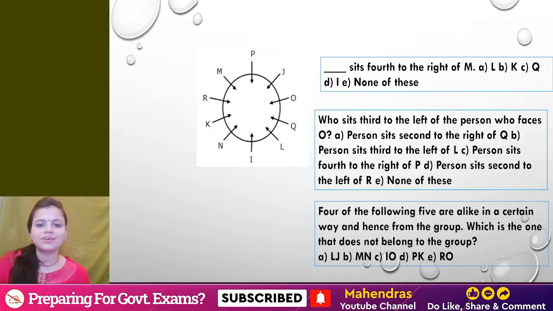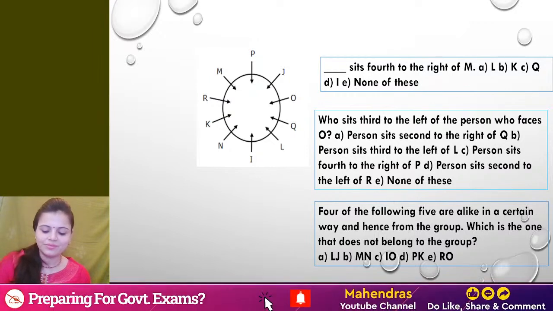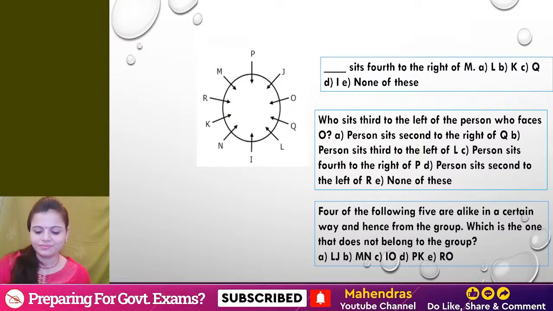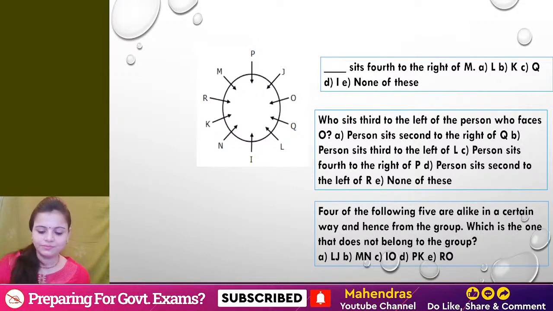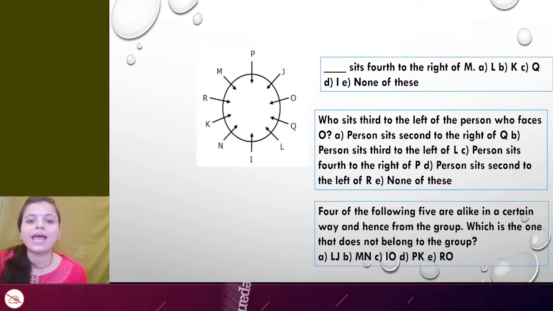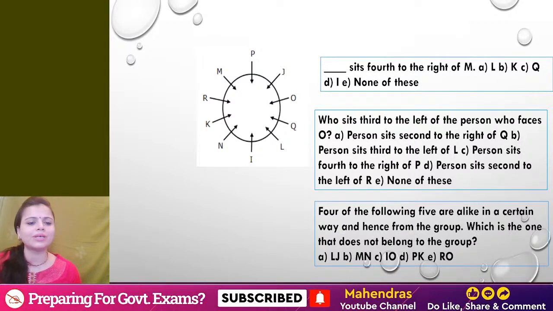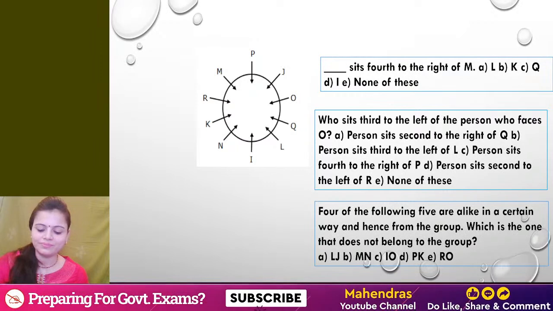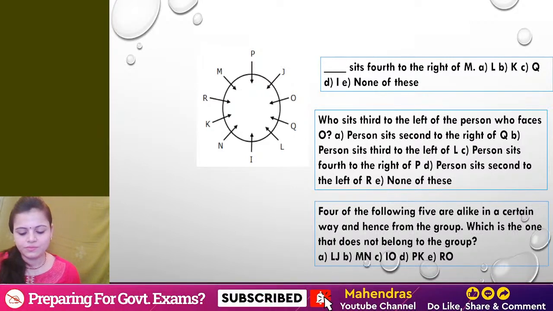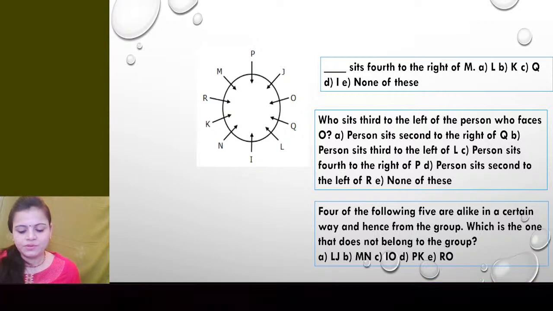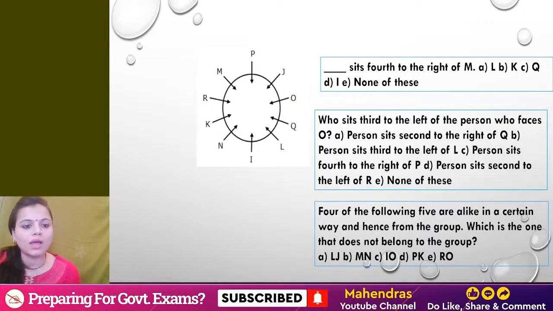Now the question is, just answer this question. Dash is 4 to the right of M. Who is 4 to the right of M? According to the options, who is 4 to the right of M? So 4 to the right of M: 1, 2, 3, 4. I. Option D. Yes.